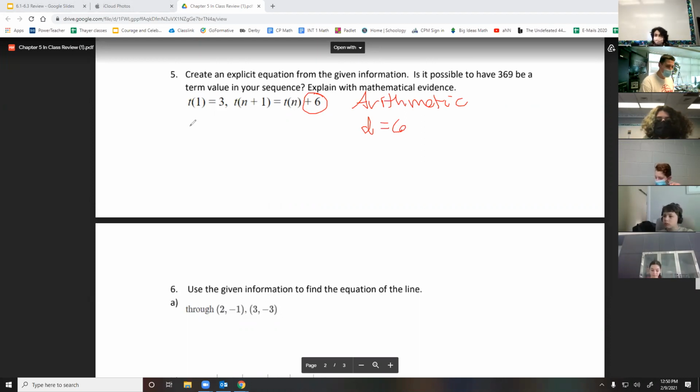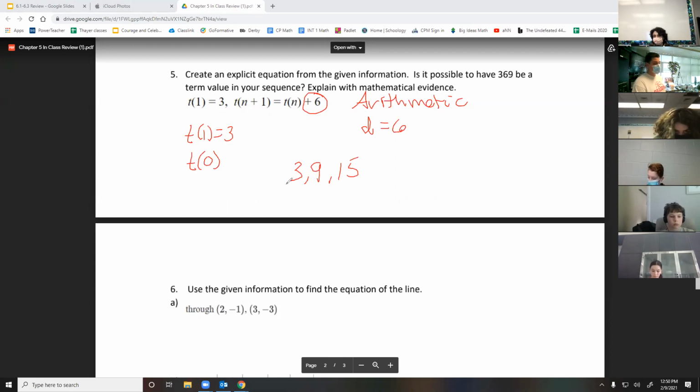And I see T of 1 is equal to 3. So that means T of 0, if I were to work this pattern backwards, if my first term is 3 and my common difference is 6, it would go something like this, right? Well, I need t of 0, so I'm going to work backwards. What would t of 0 be but take away 6, right? So wouldn't that be negative 3?